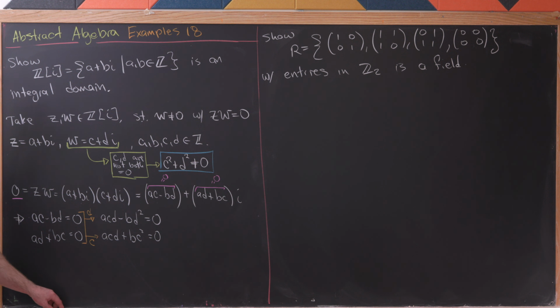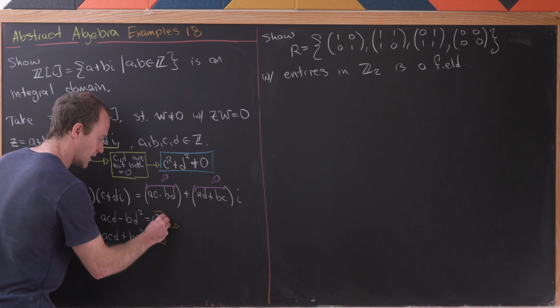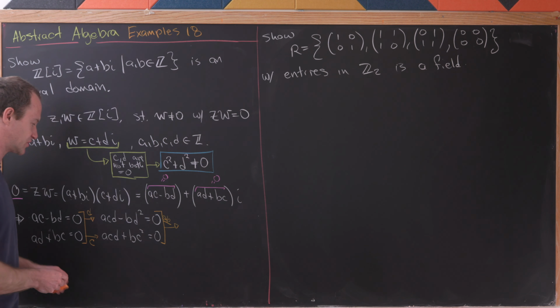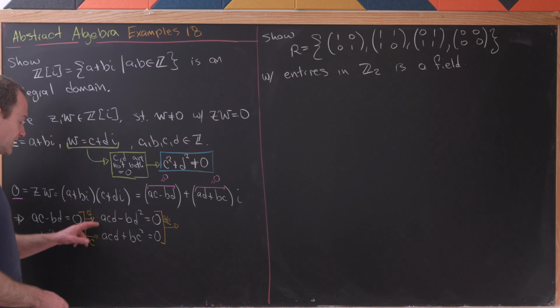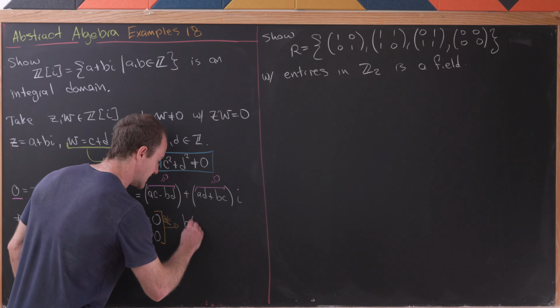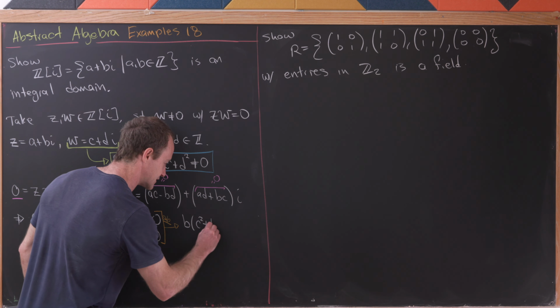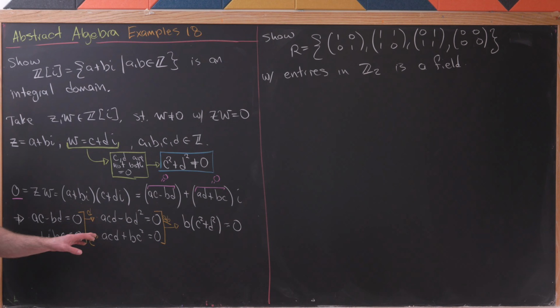And now we'll take these two equations and we will subtract them. So maybe the best way is to take the second equation minus the first equation. That's going to cancel the acd term, and that's going to leave us with b times the quantity c squared plus d squared, after, of course, factoring out the b. But now check it out.